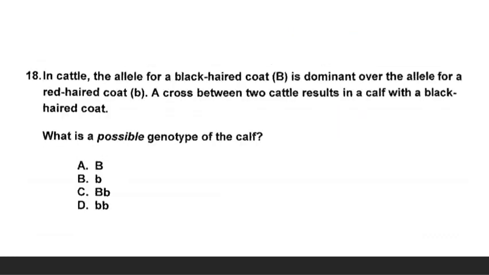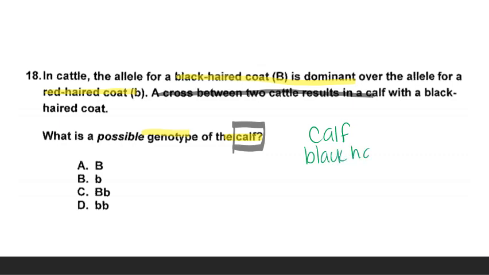All right, so in cattle, the allele for black-haired coat is dominant over the allele for red-haired coat. And it says a cross between 2 cattle results in a calf with black hair. What is the possible genotype of the calf? So it doesn't really matter what the parent alleles are, because it's not asking about the parents, it's asking about the calf, right? So we're going to focus in on the calf. So we know that the calf has black hair. And we know that black hair, according to our problem up here, is dominant.